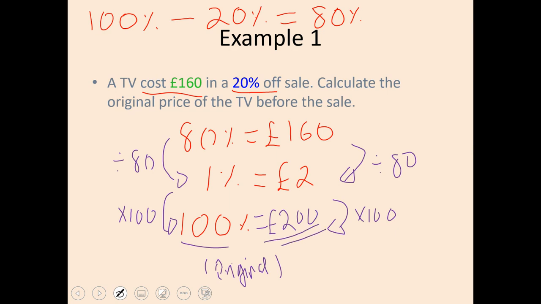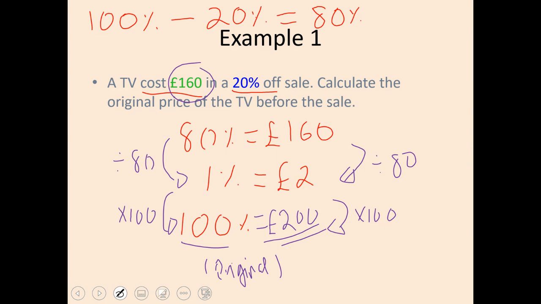And of course, it makes sense because the question's asking me what was the original price before the sale. So whatever the original price was, it has to be more than the £160, because £160 is my sale price.